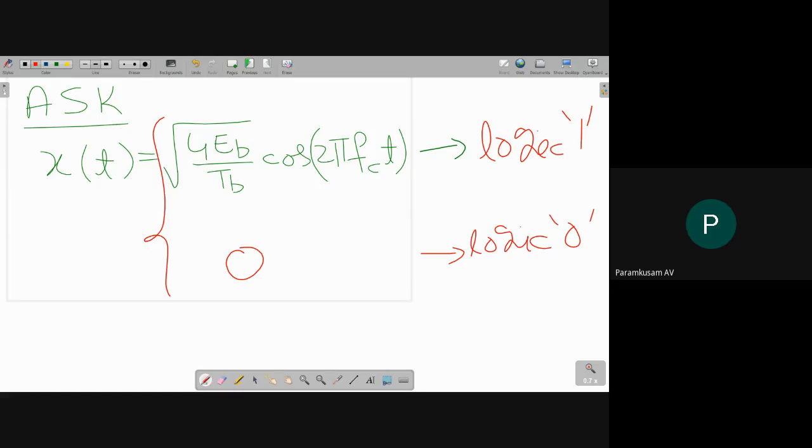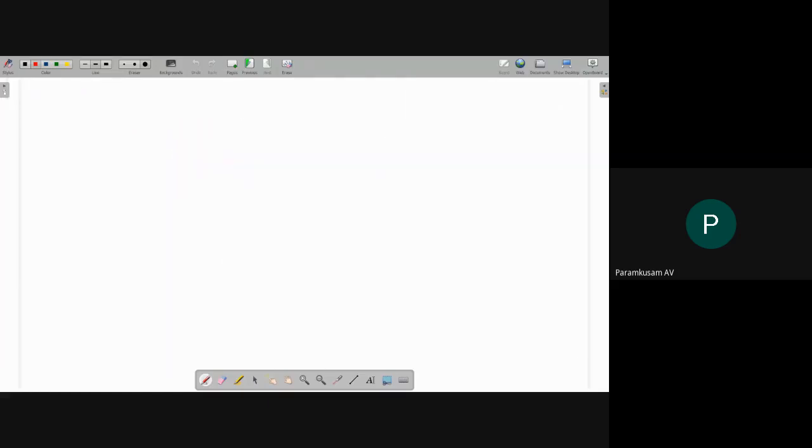X of t is equal to root over 4EB by TB cos 2 pi FCT. That means it is represented with a sinusoidal signal with frequency FC and amplitude root over 4EB by TB when logic 1 is transmitted, and it is equal to 0 when logic 0 is transmitted. ఇలాగా ఉండాలని రూల్ ఏం లేదు. లాజిక్ 0 ఉండేటప్పుడు root of 4EB by TB cos 2 pi FCT ఉండొచ్చు. లాజిక్ 1 ఉండేటప్పుడు 0 ఉండొచ్చు. అటు ఇటు మారచ్చు. Okay.